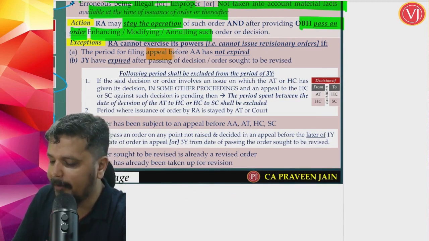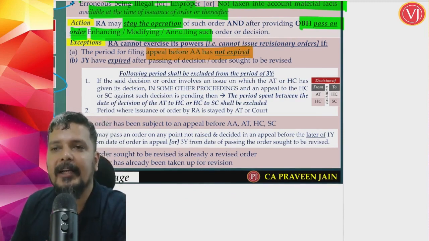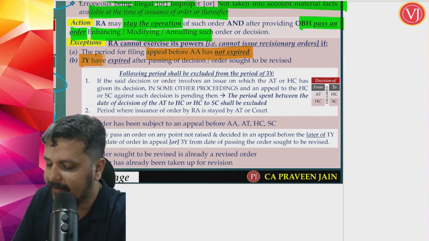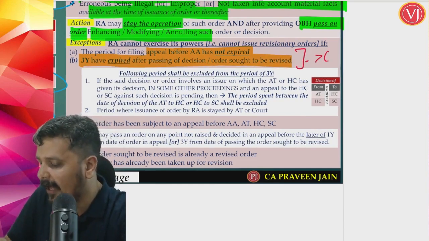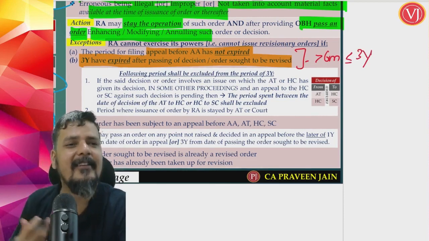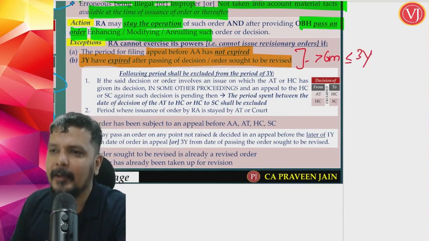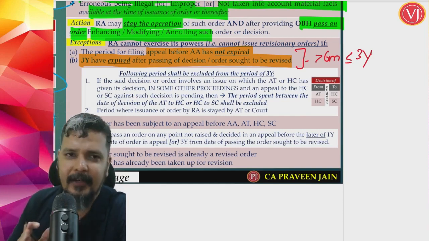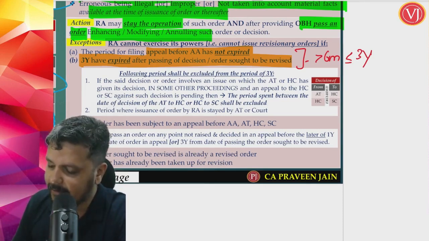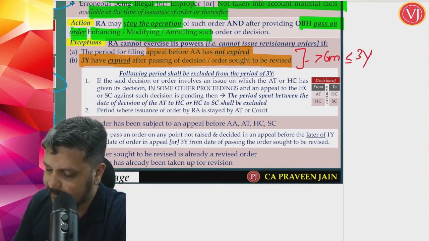The period of filing appeals before appellate authority is not yet over. 3 years have expired after passing the order, which means they can take up the matter after 6 months but before 3 years. That is the time limit. They can take up the matter after 6 months of the order of adjudicating authority but before 3 years of the order of adjudicating authority. Simple language. After 6 months but before 3 years.